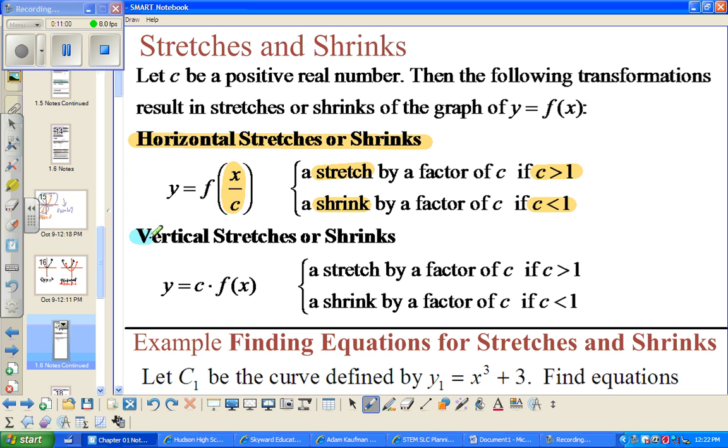You could also have a vertical stretch or shrink. That occurs when the entire function is being multiplied by a number. You will have a vertical stretch when that number is greater than 1, and you'll have a vertical shrink when that number is less than 1.